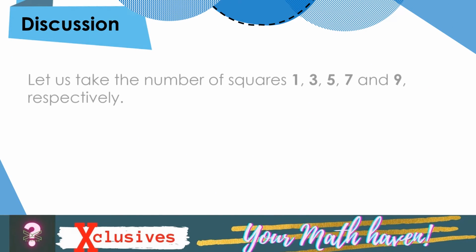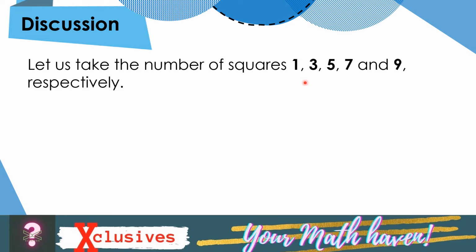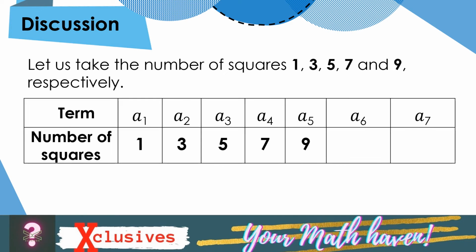Let us take the numbers 1, 3, 5, 7, and 9, respectively. If you remember, these are the numbers we have counted earlier from our activity. And here's the table for you to clearly understand the sequence. And for this part, we are going to solve for the 6th and the 7th term.